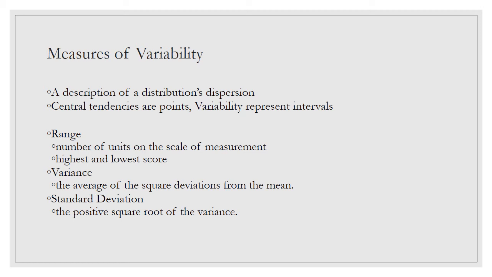Then the standard deviation is just simply the positive square root of the variance. So really, once we figure out what the variance is in context, we just take the square root of that to get the standard deviation. Again, we'll go into that in a moment.